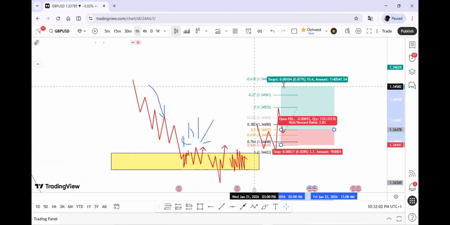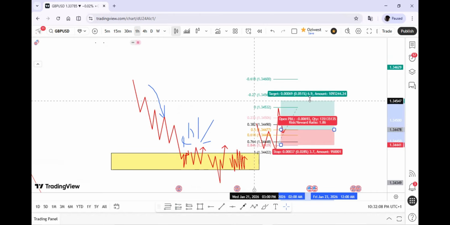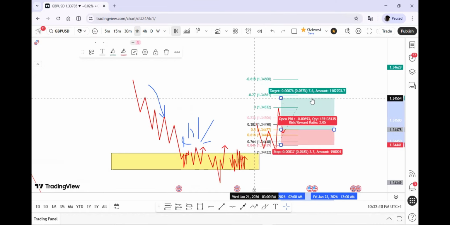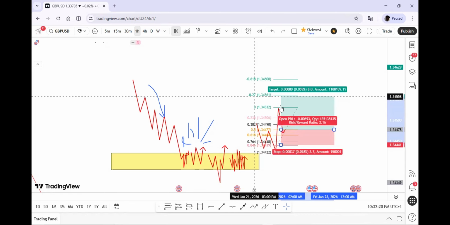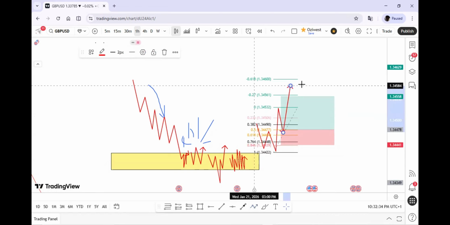3 times my risk. If you want to have a higher win rate with this particular strategy, you can aim for 2 times your risk. Majority of the time, price gets to 2 times my risk and comes back hitting break even, or altogether just crashes down. So with 2 times your risk, you have a higher win rate with this particular strategy. Then wait for price to trigger and continue pushing up.